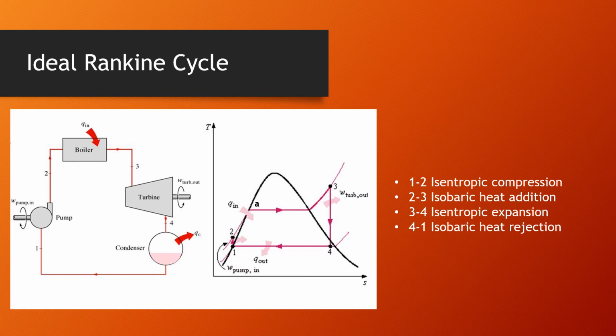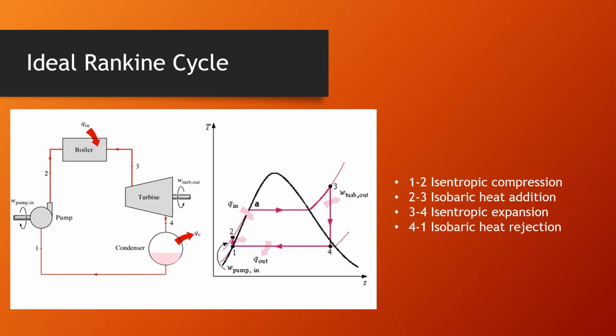Now, the process of the Rankine cycle is shown in a temperature versus entropy diagram on the right. Now, on the TS diagram, the process 1 to 2 is isentropic compression of the water. That is basically the work done in the pump. The 2 to 3 point is isobaric heat addition. The whole process is isobaric heat addition.